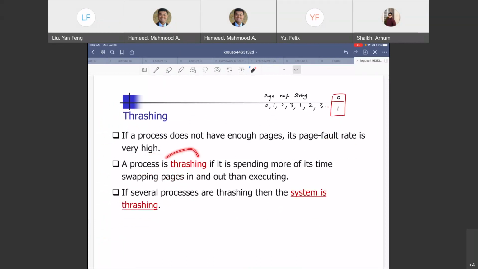A process is thrashing if it is spending more time swapping pages in and out than actually making progress. If you're just doing page faults, then you're not making progress on that process. That's thrashing. And a system is considered to be thrashing if several of its processes are thrashing. The entire system is then thrashing, not making any progress. Questions here?